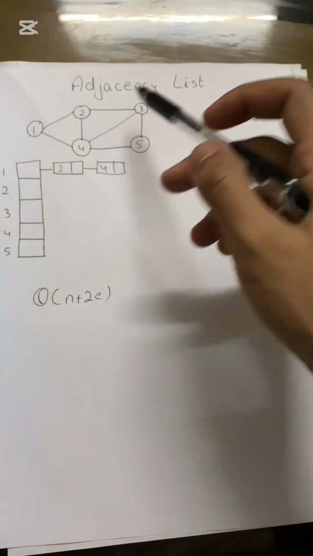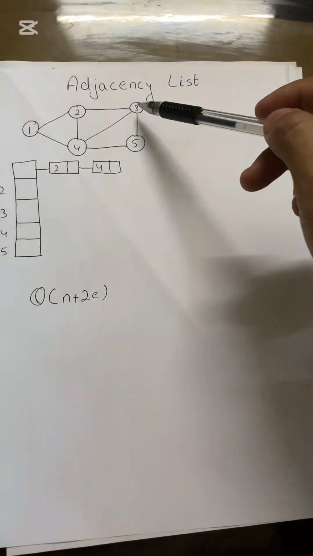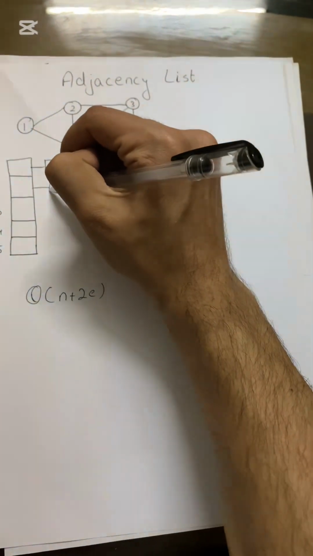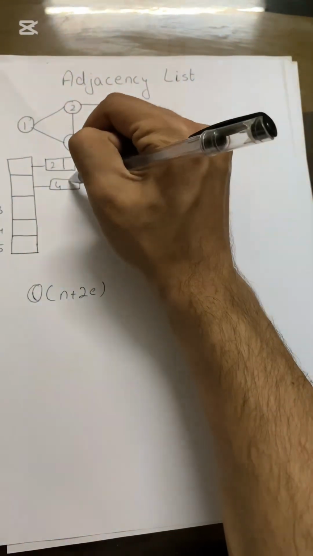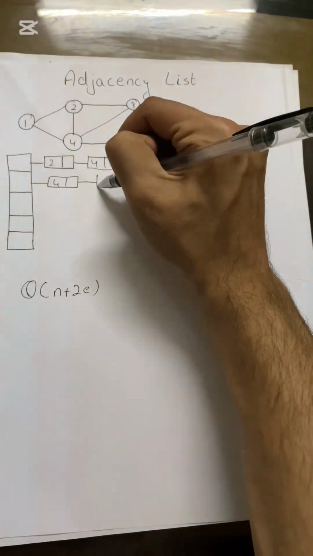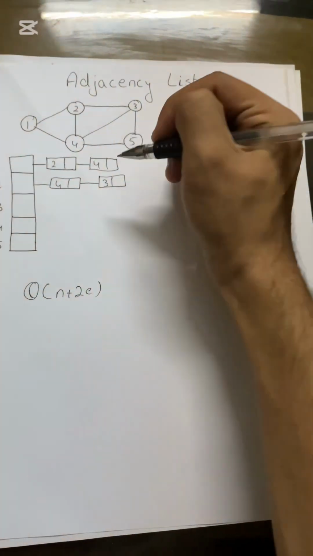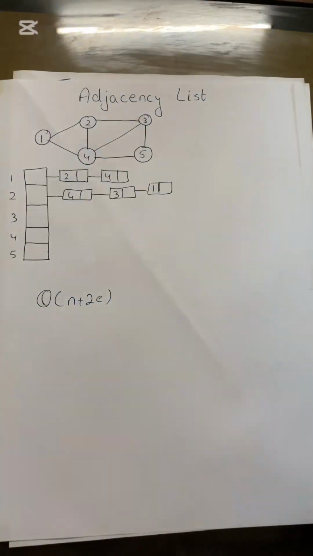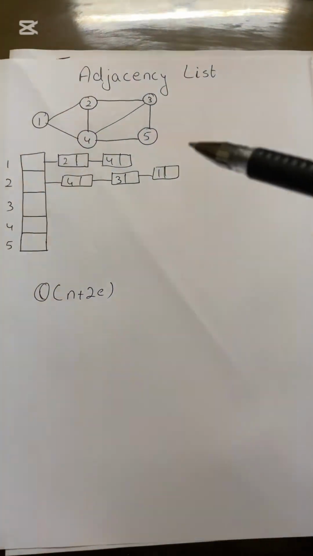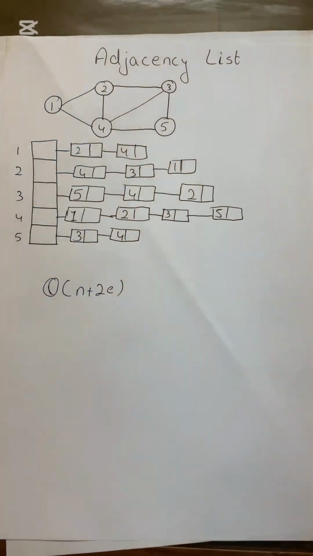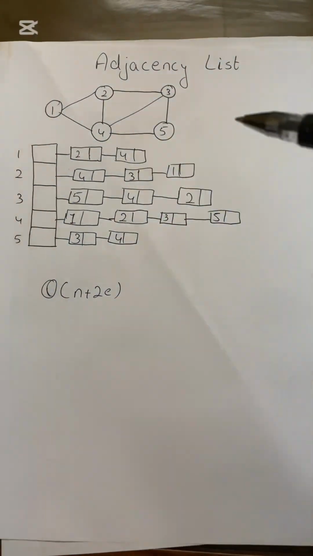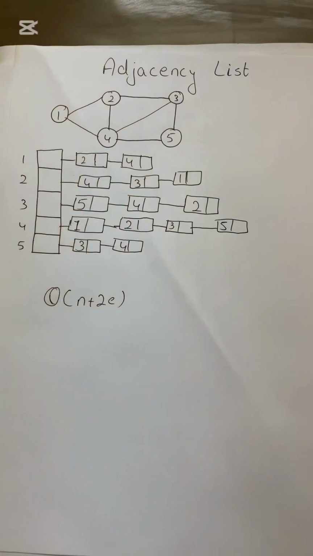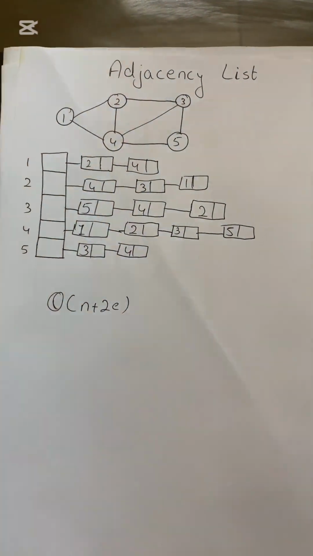Coming to 2 now, we can see that it has direct connections with 4, with 3 and with 1. So here we'll write 4, 3 and 1. So we'll continue the process for the rest of them as well. After filling out the rest, this is the result that we'll get. And this is how you represent this graph using adjacency list representation.